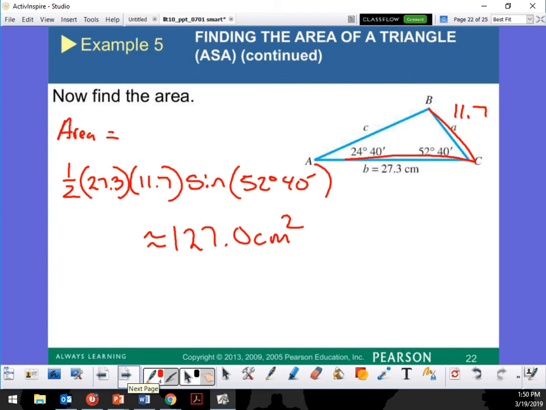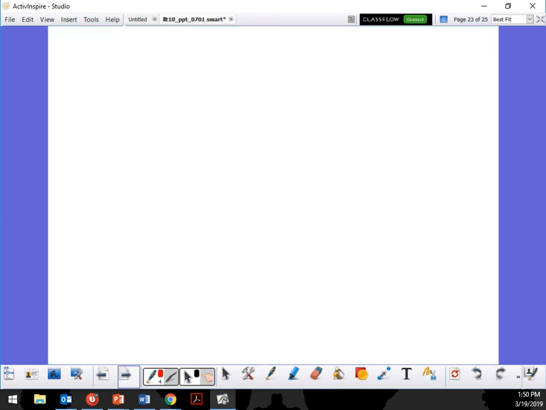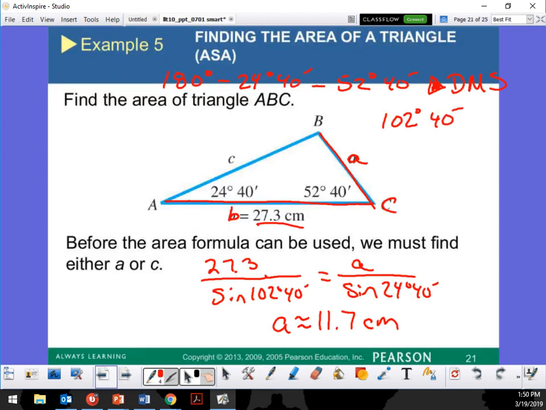Today's the 19th. Today's the 19th. Oh, because you have 11.7 right here. Today's 18. That's supposed to be 11.7. All right, so let's see what we got. All right, that was it.